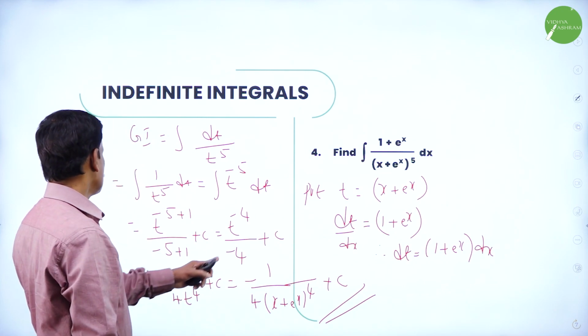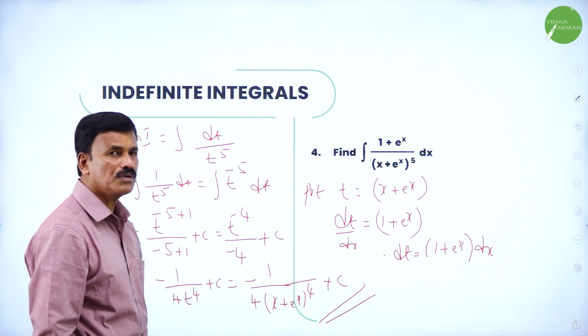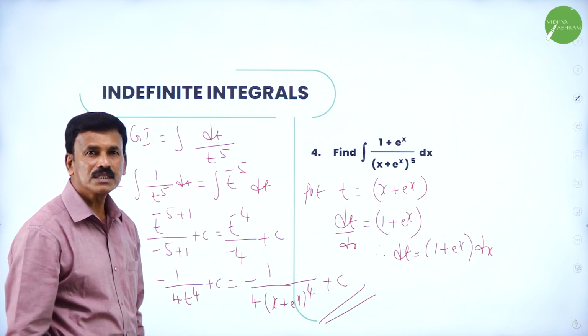So the answer is minus 1 over 4 times x plus e power x to the power of 4, plus c, is the integrated answer.